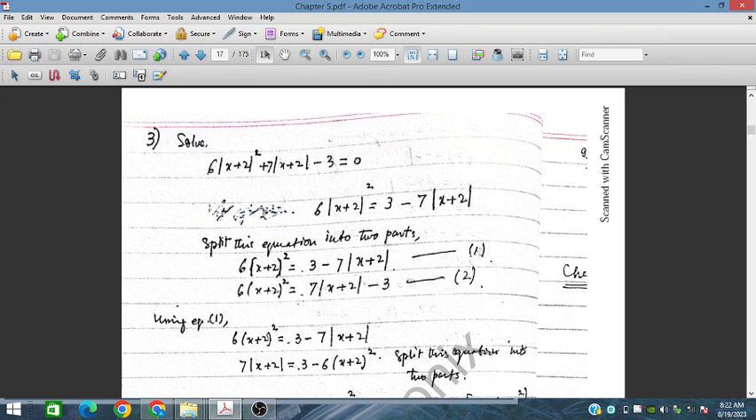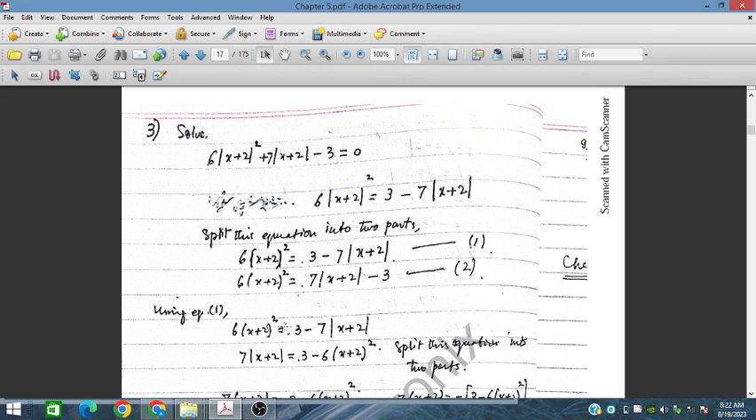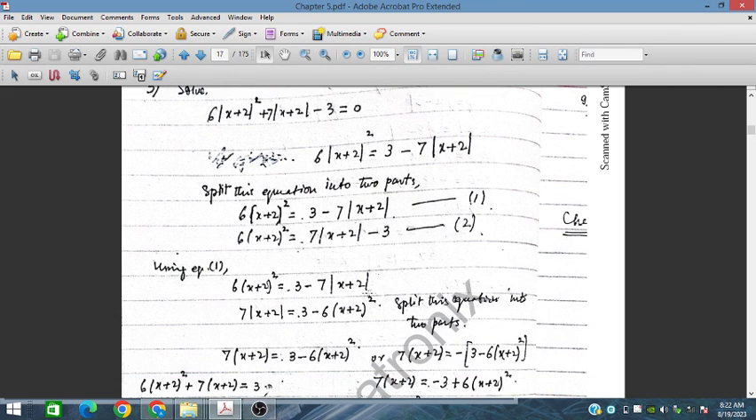Now we have equation 1, and for equation 2, on opening this side, whether it's open negative or positive, this square always gives us a positive value. So we have these two equations. From equation 1 we have 6(x plus 2) square is equal to 3 minus 7 modulus of (x plus 2). So we have to split this equation into two parts.